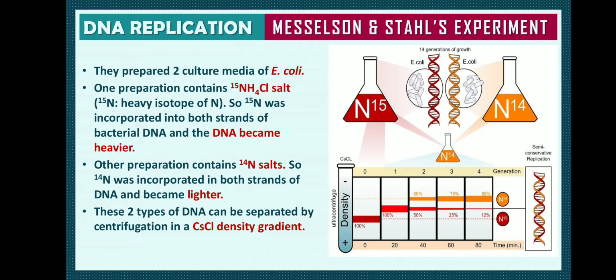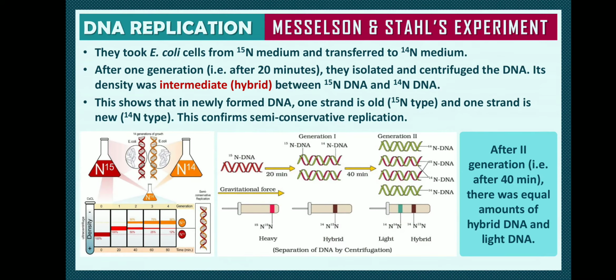The density gradient is created by using cesium chloride. Here, both strands of the DNA are N15, that is, N15 containing. Here one strand is N15 and the other strand is N14. This formation of a hybrid, this experiment we have already studied. Formation of the hybrid proves that DNA replicates by the semi-conservative mode of replication.